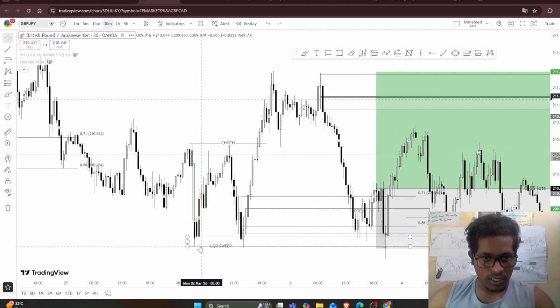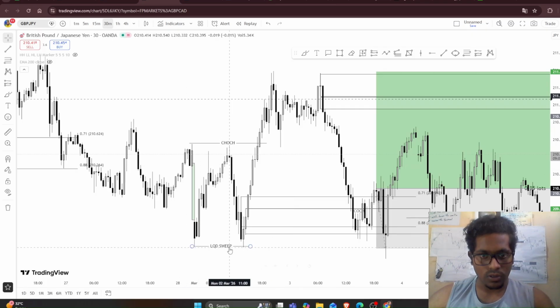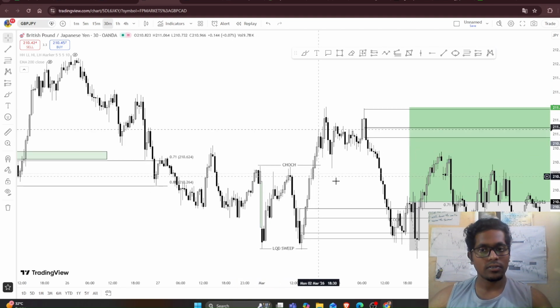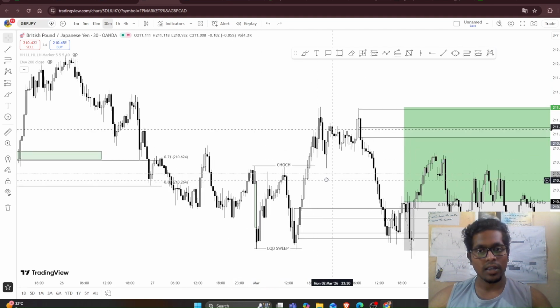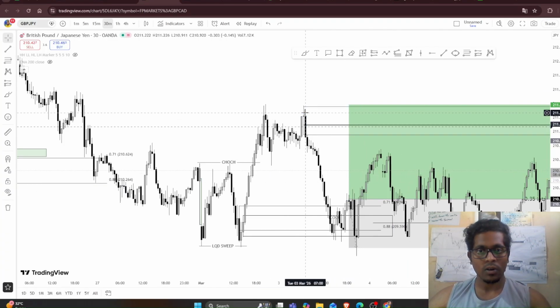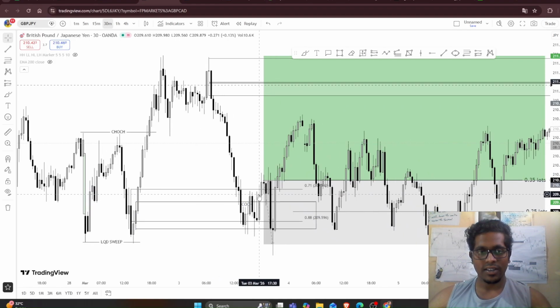When I saw this equal liquidity low, these two lows, and then a change of character, it is a clear sign that the market has to move upwards till here. We have found our order block as well at this level. I was expecting the market to come here and give me a proper bullish candle, and then we might go for a buy. So what happened?